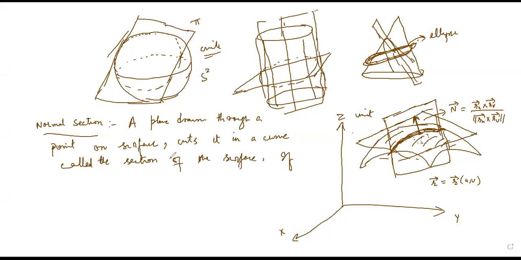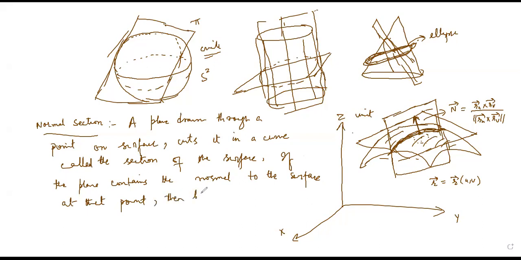If the plane contains the normal to the surface at that point, then the curve is called the normal section. Otherwise, it's called an oblique section.